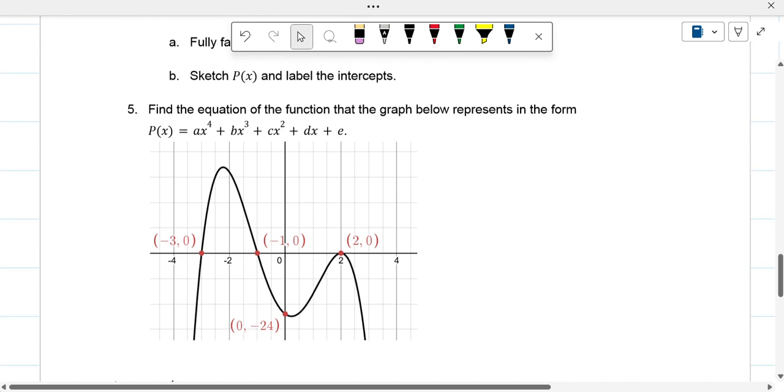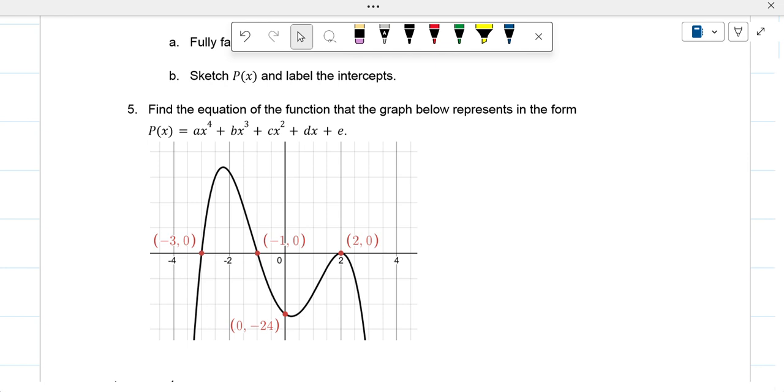Let's do the final question. Number 5. Find the equation of the function that the graph below represents in the form of p of x is equal to ax power 4 plus bx power 3 plus cx power 2 plus dx plus e. All right, we're given multiple informations here about the x-intercepts and the y-intercept. So let's see what we can do with that.